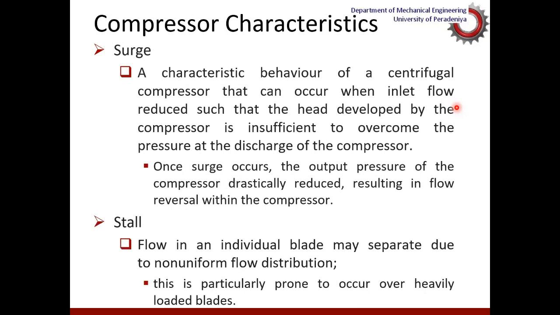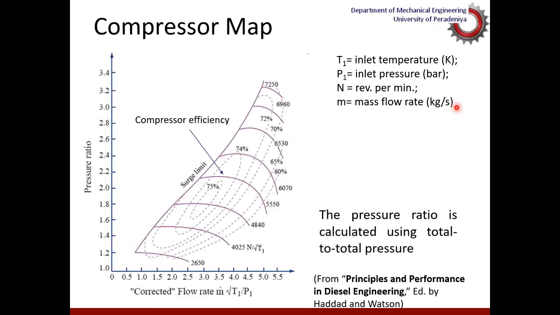And the stall is a kind of non-uniform flow distribution across the blades. As a result of that, there can be stalling. Basically, the stalling happens at very high load conditions or if the blades are heavily loaded. Now, this is the compressor map that gives us the variation of efficiency as well as speed under different flow rates and pressure ratios.